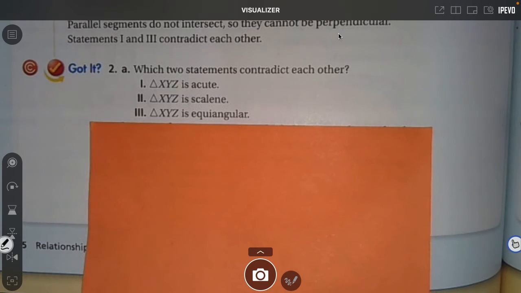Scalene means that all the sides are different. So, like, I could have this one.